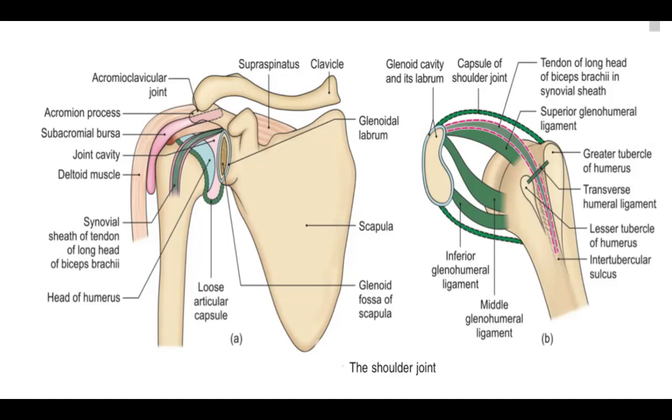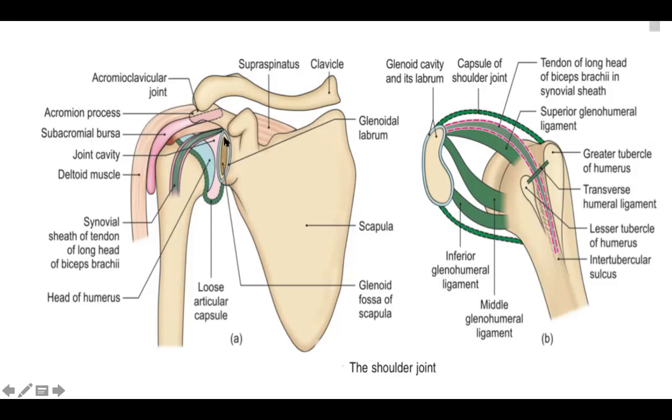So fibrous capsule, glenohumeral ligament by its 3 bands, coracoclavicular ligament, transverse humeral ligament, and also I have another ligament which is called coracohumeral. Coracohumeral ligament is also considered. And I have a ligament which is called the glenoid labrum.